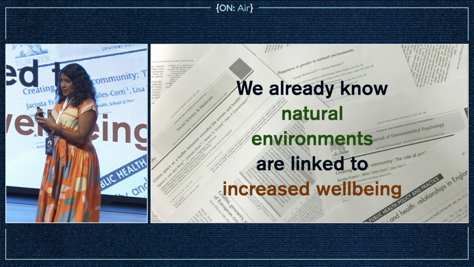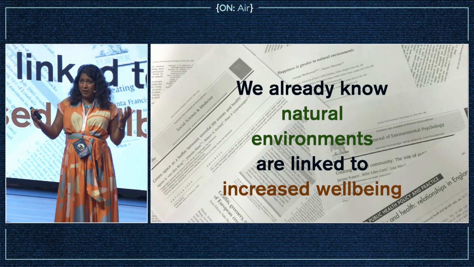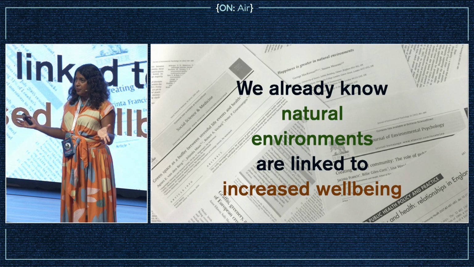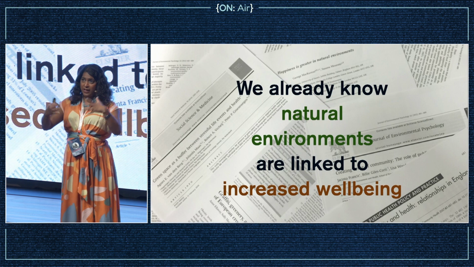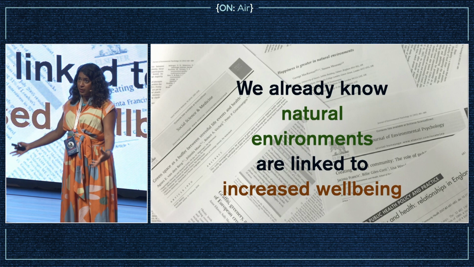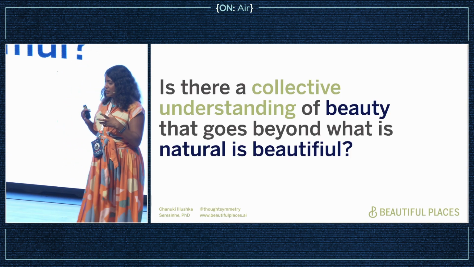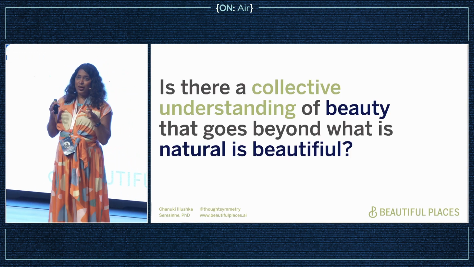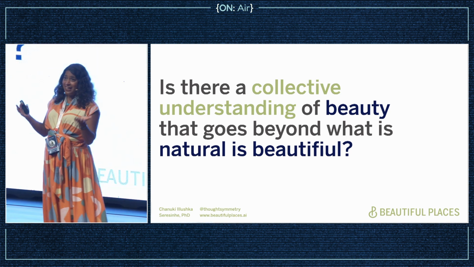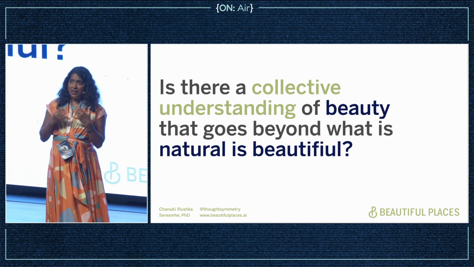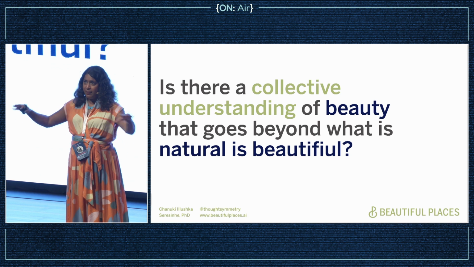But the problem with my PhD is that if that's all I came up with, that natural environments lead to well-being, I wouldn't have discovered anything new. Because we already have tons of research that shows there is a link between natural environment and increased well-being. So I really wanted to understand if we could find a definition of beauty that goes beyond 'natural is beautiful', a collective understanding of beauty. If we think beauty is subjective, I'm really trying to get to some kind of underlying pattern.